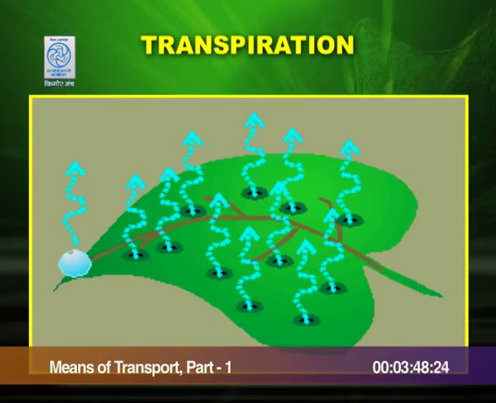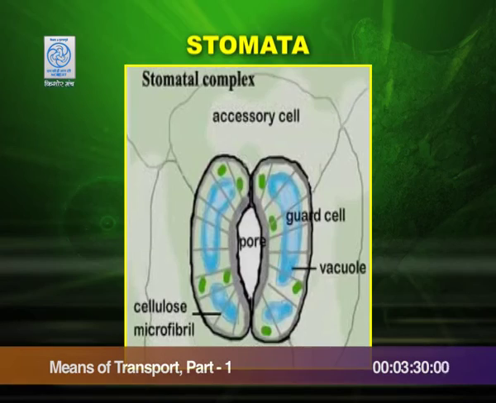There is another very important phenomenon that you have studied in earlier classes also, that is transpiration. You can see the water in the form of water vapor lost from the surface of leaves through the stomata, which is generally present on the underside of the leaves. To understand transpiration, let us have a look into the detailed structure of stomata.